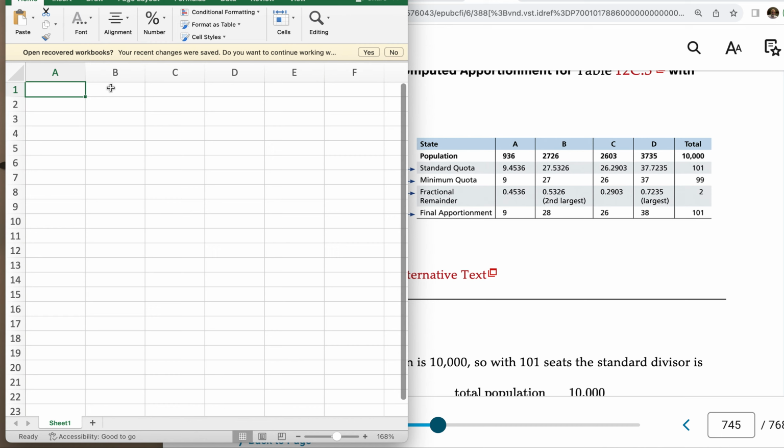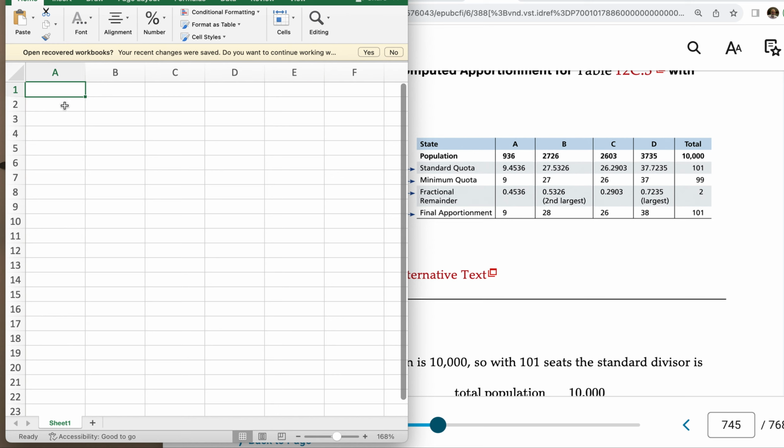Show how to use an Excel spreadsheet to do these tables to figure out both the Hamiltonian method and the Jefferson method for figuring out how to apportion representatives, or to do the school teacher apportionment. And so I'm going to do this here in a spreadsheet. Now I look at this and it looks pretty much like a spreadsheet already. So I think whoever made this did it in a spreadsheet.